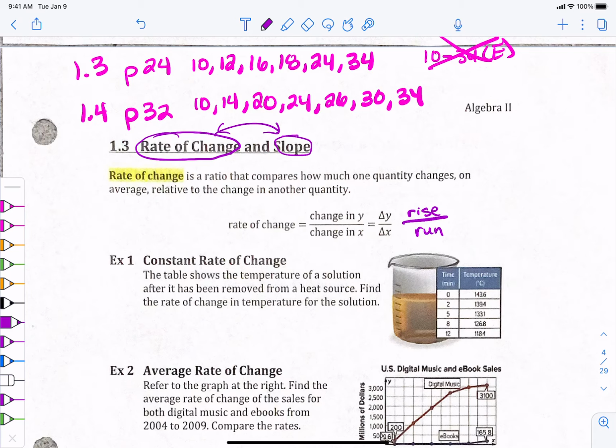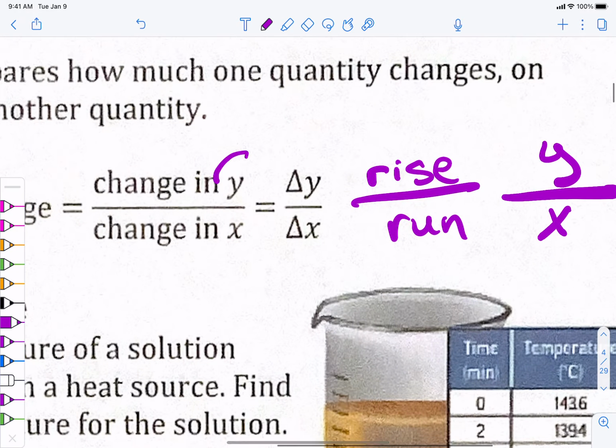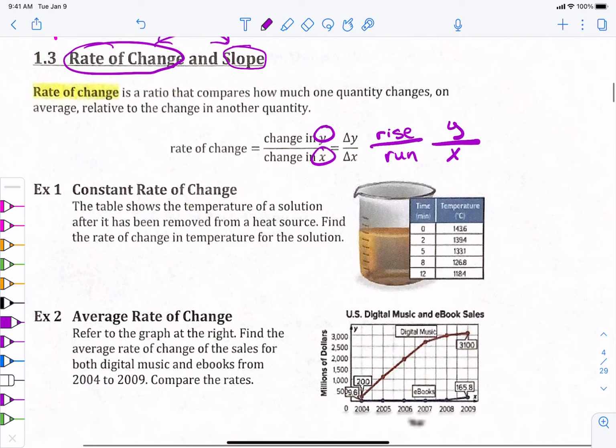Now, which variable, x or y, talks about the rise? Which one is the rise, the one that goes up and down? The y is the rise, okay? The run, or the left and right, is the x's, right? So that's why it's the change in y over the change in x's. Make sense? Good? Okay, they give us example 1.